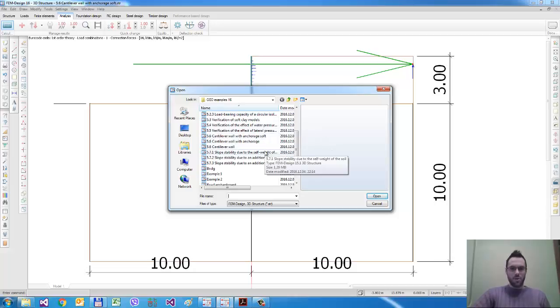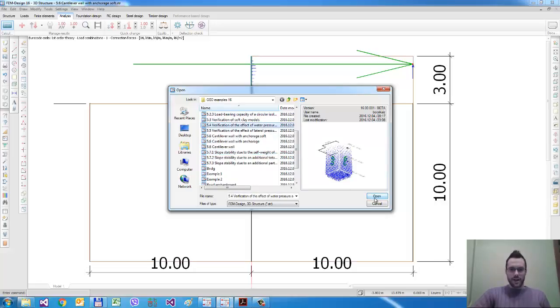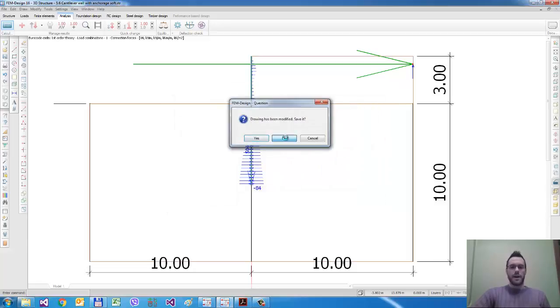So let's continue with a slope stability problem, for example. First of all, let's verify the effect of the water pressure on the side wall of the problem.